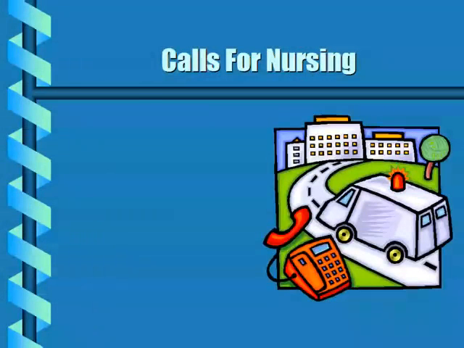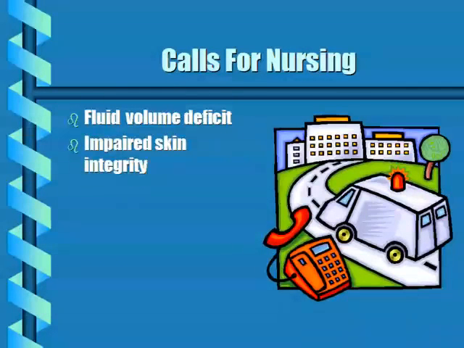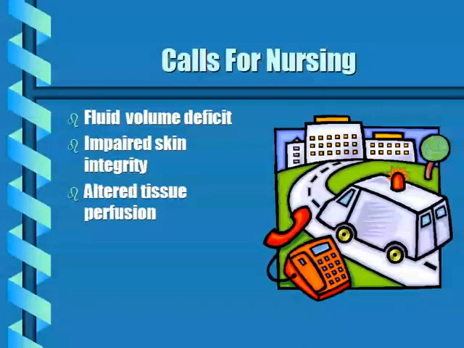Calls for nursing: fluid volume deficit related to all the bleeding. Impaired skin integrity because of the ischemia or the bleeding. Altered tissue perfusion related to the microemboli, and that would be peripheral or central, depending on where it is. Anxiety related to the fear of the unknown and death.